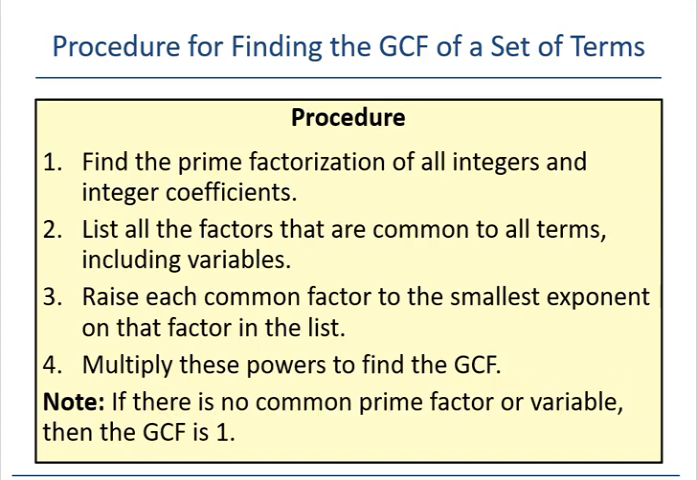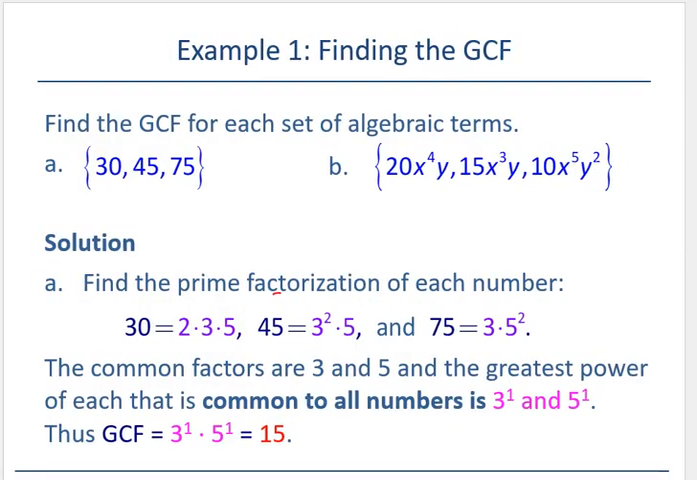Now, a lot of this they're going to be doing the long way. We will eventually get to the point where a lot of this you're just going to be able to see. You can kind of do a guess and check if the numbers get kind of large. Okay, notice here we're finding the GCF for each of the algebraic terms. Okay, we're going to come in here, grab a pen. Okay, we're going to do 30, 45, and 75.